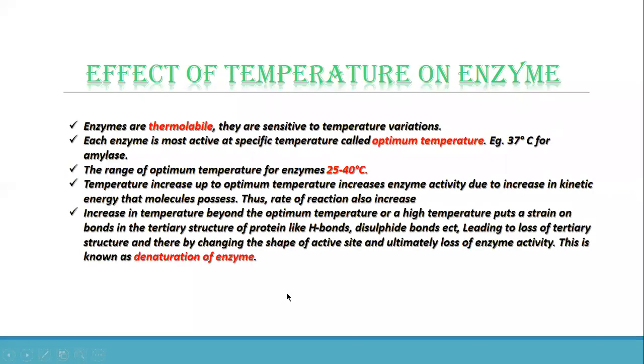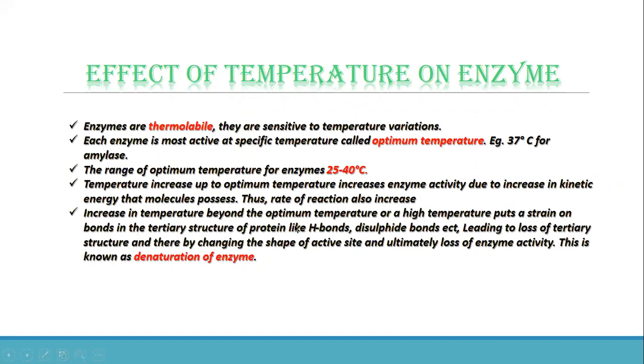Enzymes are thermolabile. They are sensitive to temperature variations. Each enzyme is most active at a specific temperature called the optimum temperature. Example, 37 degrees Celsius for amylase. The range of optimum temperature for enzymes is 25 degrees Celsius to 40 degrees Celsius. Temperature increase up to the optimum temperature increases enzyme activity due to the increase in kinetic energy that molecules possess. Thus, the rate of reaction also increases.